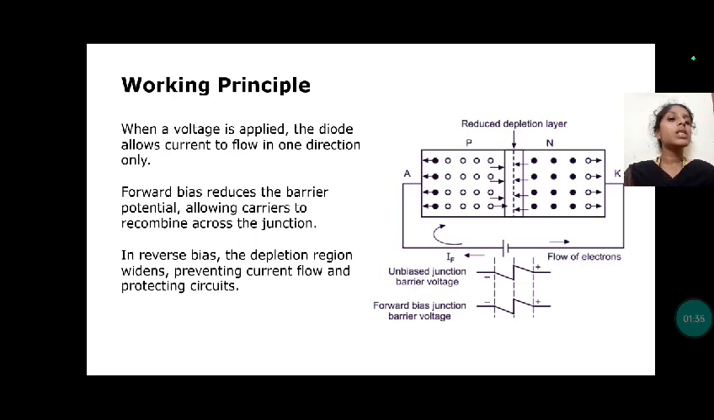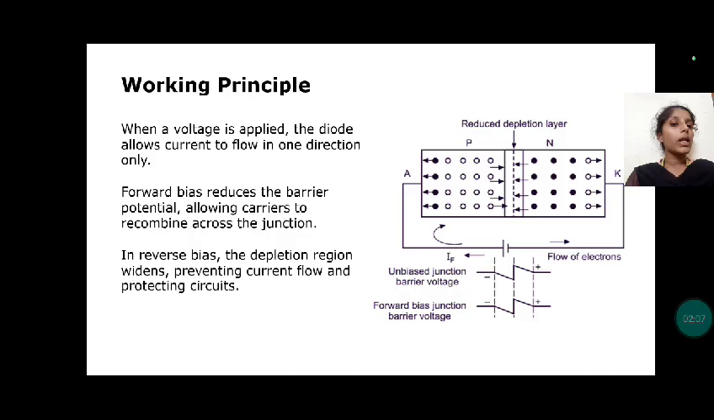Working principle: when a voltage is applied, the diode allows current to flow in one direction only. Forward bias reduces the barrier potential, allowing carriers to recombine across the junction. In reverse bias, the depletion layer width increases because the positive terminal is connected to N type, and the negative terminal is connected to P type.